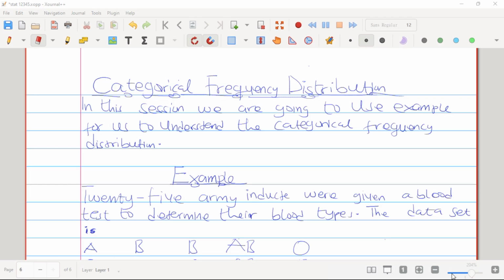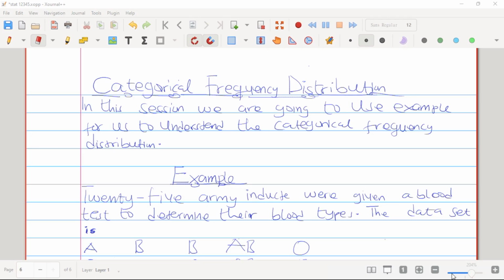So if you haven't watched the video on the introduction to frequency distributions, please kindly go back, take your time, watch that video, and then come to this video and start watching the categorical frequency distribution. This categorical frequency distribution is going to help you understand how nominal and ordinal data sets can be used to form a frequency distribution.